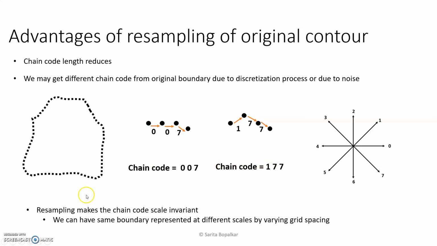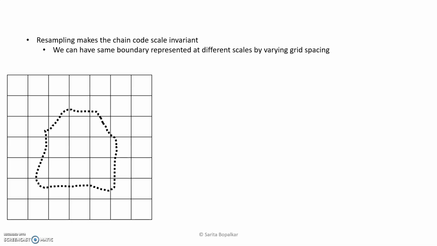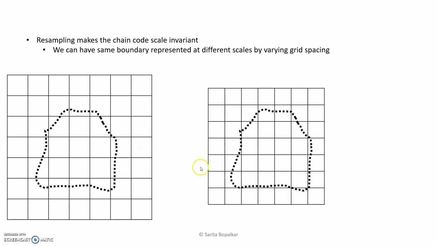One more advantage is resampling makes the chain code scale invariant. We can have the same boundary represented by a different scale by varying the grid spacing. We can see the example. This original boundary, this is some grid scaling, and we can change this grid scaling to represent the same boundary. Here we can say resampling makes the chain code scale invariant. We can have the same boundary represented by different scales by varying the grid spacing.